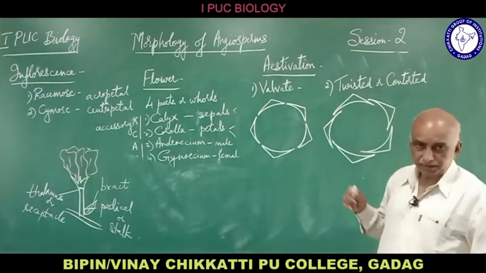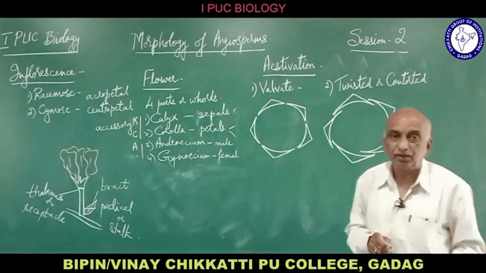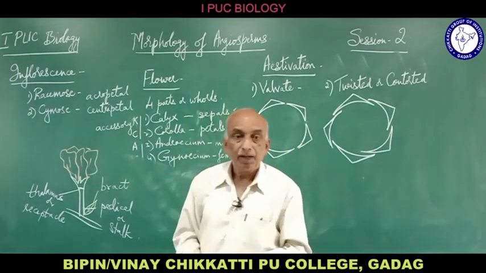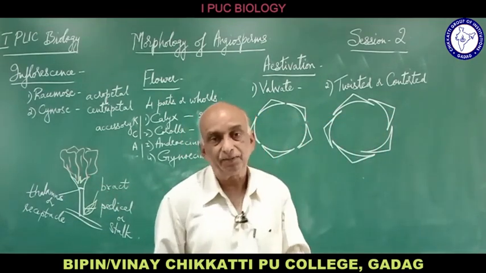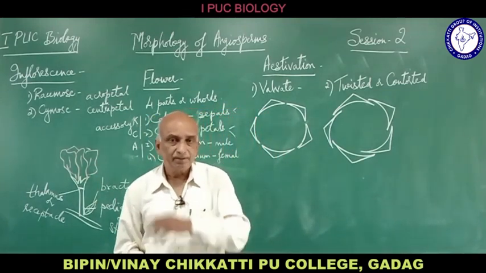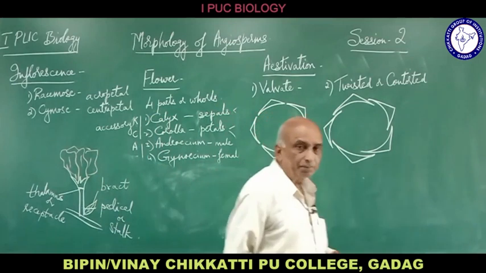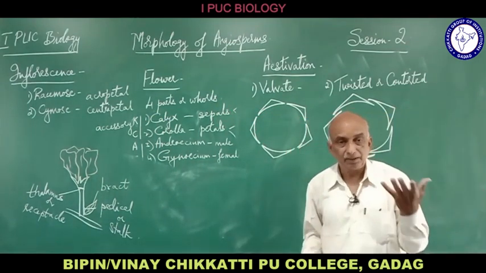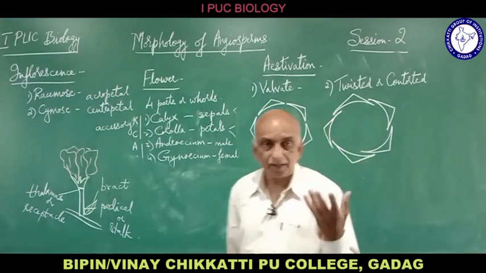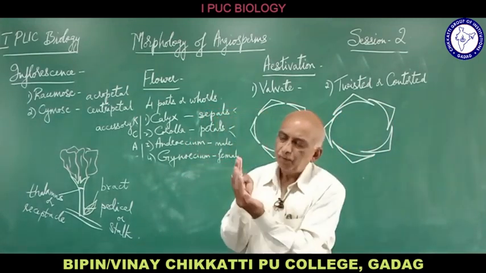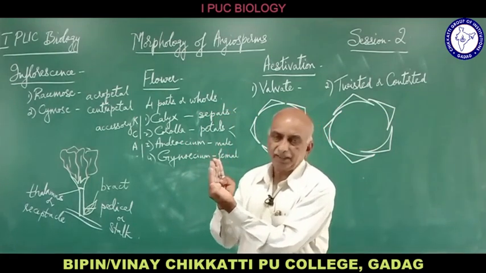In case of twisted estivation, the corolla of the hibiscus and even the cotton flower and even Vinca rosea, periwinkle, show it. We call it Vinca rosea, periwinkle. In that flower also you can see the twisted estivation, where one edge is overlapping on the other.